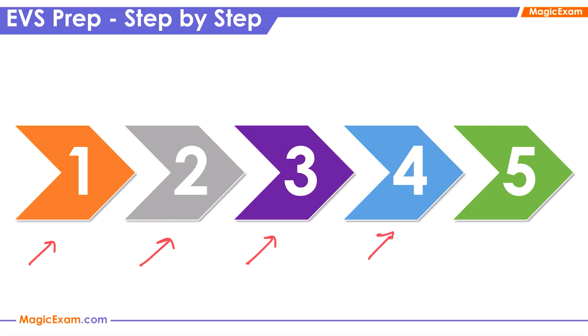And in step 4, you are going to solve all the question papers in exam conditions and try to understand them. And step 5 is to repeat step 1 to 4 at least 2 or 3 times before the exam. And with each repetition, you have to focus on your weak areas. So follow the steps and you can definitely score 100% in EVS part of CTET paper 1.